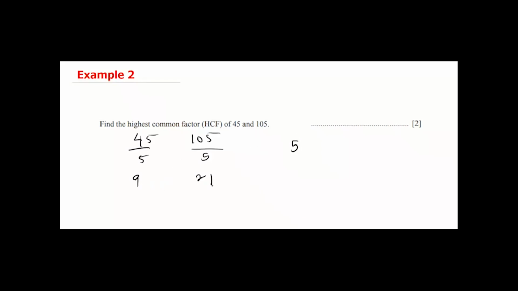I have 9 and 21. Which number can go again? So obviously 3 can go. So 3 goes in 9 3 times, then 3 goes in 21, that's 7 times. So that means I have times 3 again. So obviously there's no number that can go in 3 and 7 again. So that means 5 times 3, 15 is the highest common factor of 45 and 105. So this will be the end of this video.